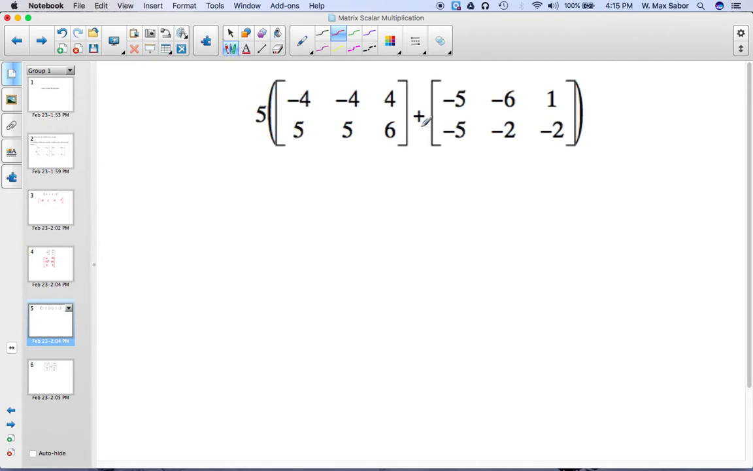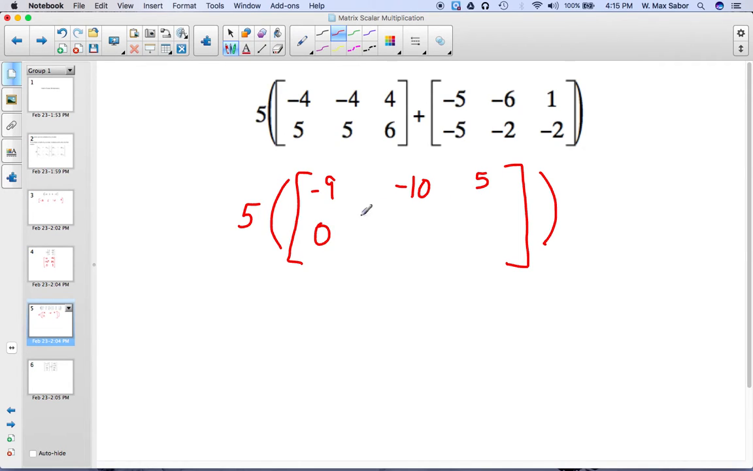Here, you can follow the order of operations, which, yes, the distributive property works here, but typically it's actually faster to add them and then multiply afterward when you can. So I'm going to leave the 5 outside, add the matrices, and the sum of these two matrices will be negative 9, negative 10, 5. Again, I'm adding corresponding elements. So for example, this 3 was the 5 plus that negative 2.